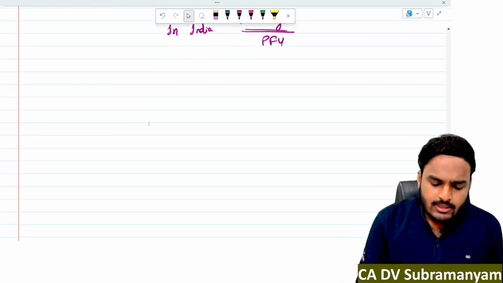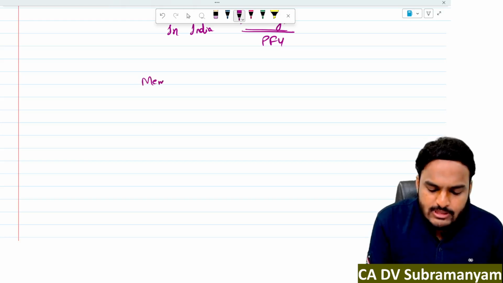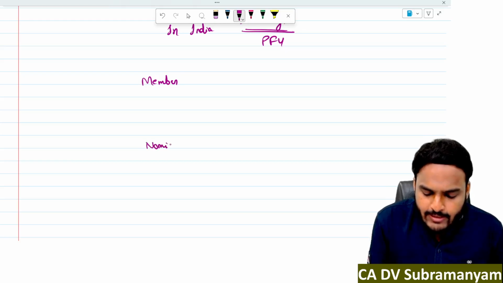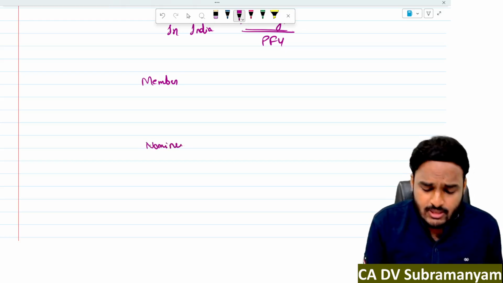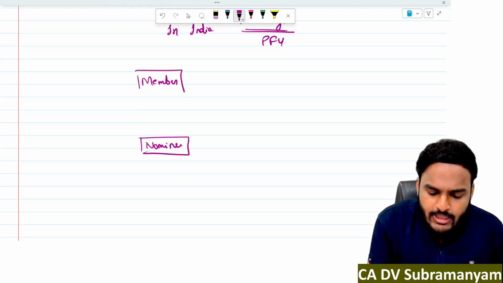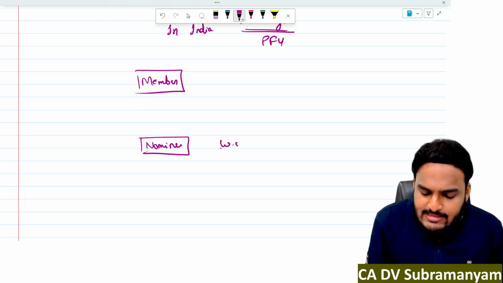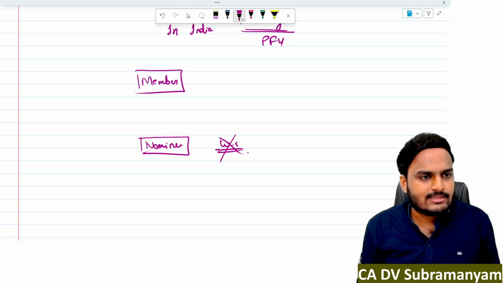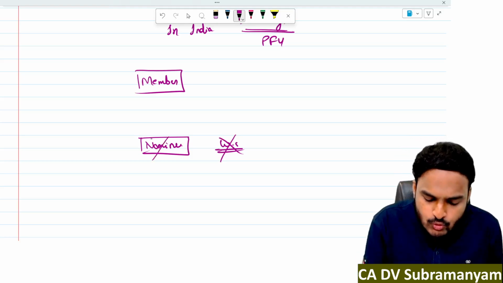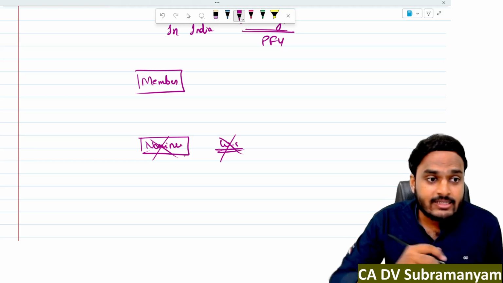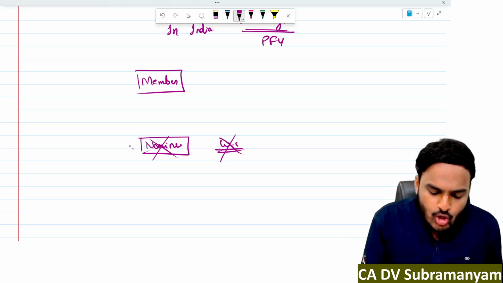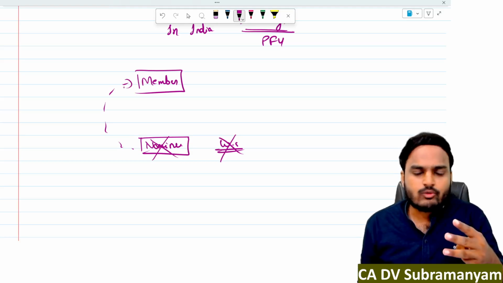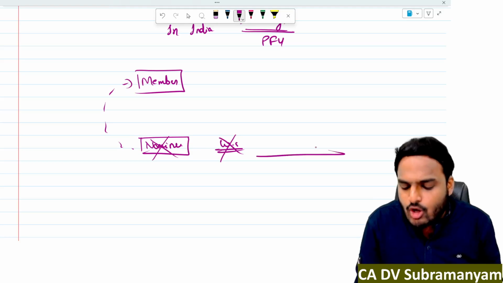Next one, the same concept. In OPC, you will find two persons, member and the other one is nominee. Before naming someone as nominee, the member should obtain written consent from the nominee. And the nominee has an option to withdraw the written consent. The member has an option to remove the nominee. Or in the event of death of the member, the nominee becomes member of the OPC. In all these three situations, there arises a vacancy in the nominee position.